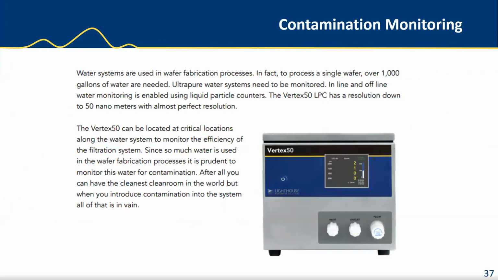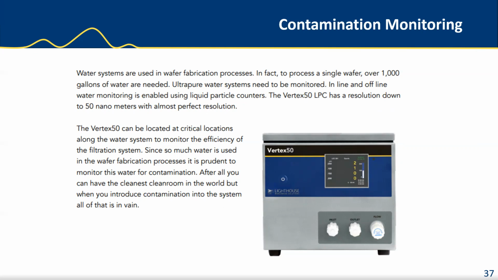Water systems in the semiconductor industry are of major importance to the wafer fabrication process. For example, 1,000 gallons is required to produce a single wafer. So these ultra-pure water systems need to be monitored, and the Vertex 50 with a size resolution of 50 nanometers has a small footprint, and it's easy to locate next to critical systems. So your water system is key to high yield and high product quality.